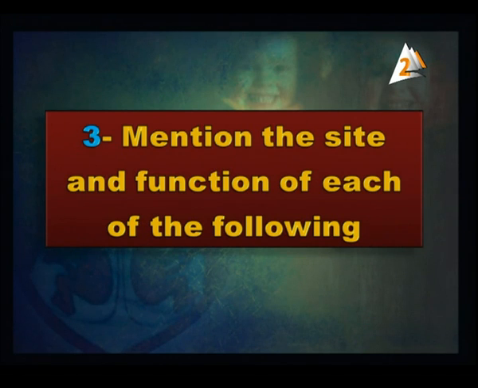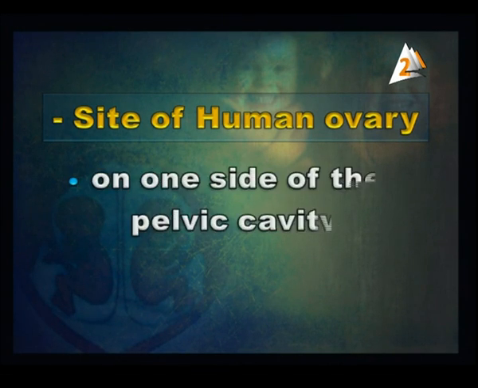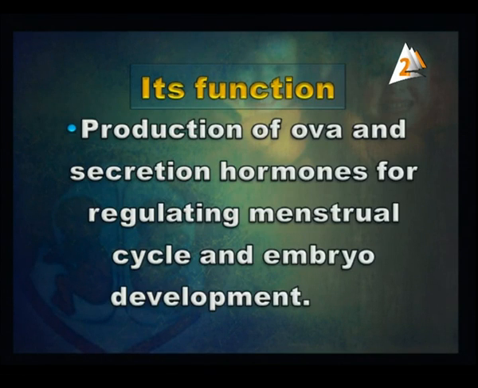Mention the site and function of each of the following. Human ovary. It's on one side of the pelvic cavity. I mean, there is an ovary at each side. So we have one ovary at each side of the pelvic cavity. Its function: production of ova, and secretion of hormones for regulating the menstrual cycle and embryo development.